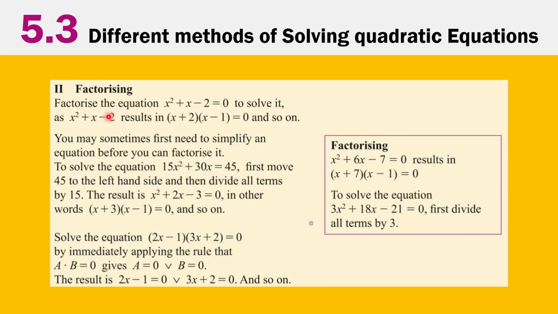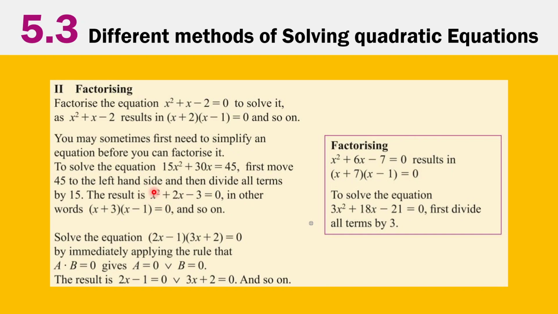Okay? Sometimes you have to simplify first. For example, if you have the form 15x squared plus 30x equals 45, first get rid of the 45 on the right hand side, so do minus 45 on both sides, and then divide everything by 15, so I have something like this. The product sum method for factorizing is a lot easier if I don't have anything in front of my x squared, so get rid of that first.